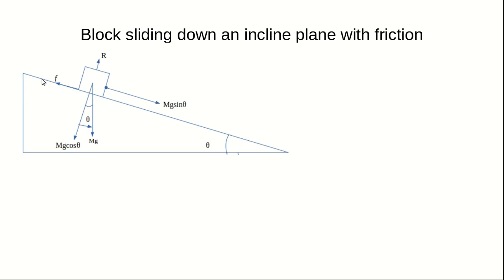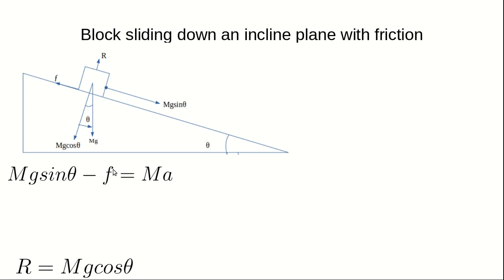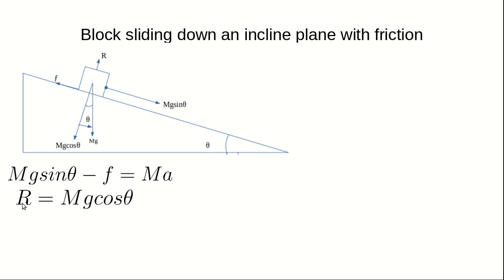As usual, let's resolve along the x-axis, and that will be mg sin theta minus this force must be equal to mass times acceleration. That gives us mg sin theta minus f equal to ma, right? But we notice that f is always mu times R, where mu is the coefficient of friction and R is the reaction. We can also say that R along the y-axis is known.